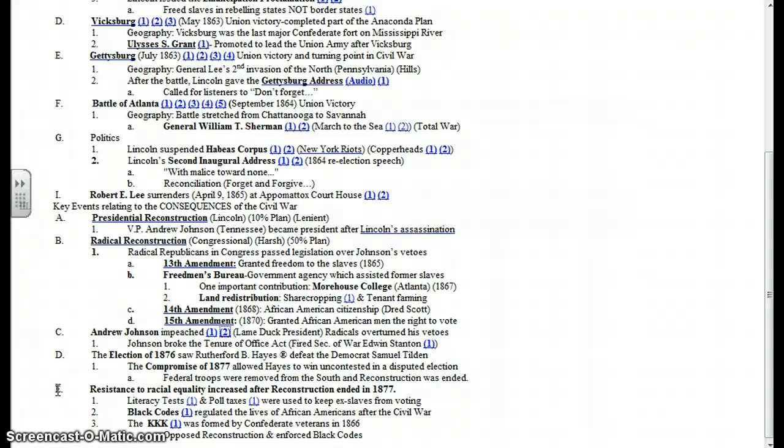In the election of 1876, we see Rutherford B. Hayes, the Republican, that's what the R here means, defeats the Democrat Samuel Tilden. The problem with this election is that Tilden, the Democrat, got more popular votes.